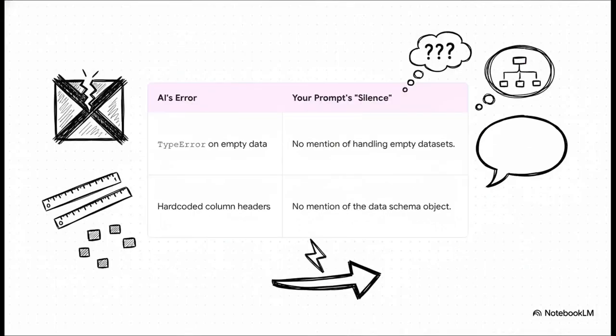So let's connect the dots here. That type error on empty data, well, that happened because Timothy's prompt was totally silent about what to do in that edge case. And the hard-coded column headers? Yep, that's because he never once mentioned the data schema object that the AI should have used. Each error is like a breadcrumb leading you right back to the information you forgot to include.